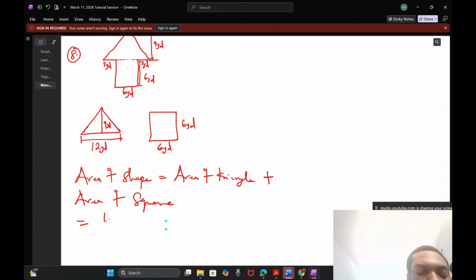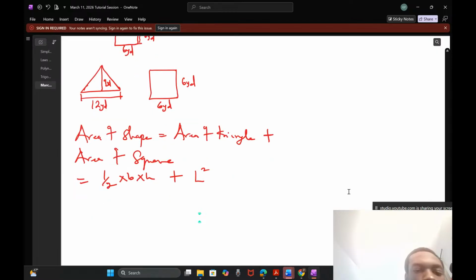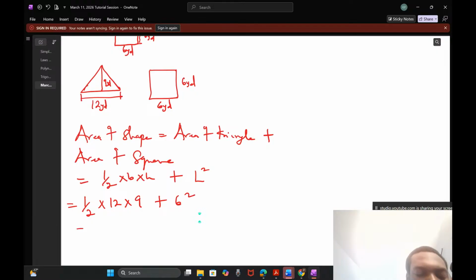So that will be equals to half times base times height plus L squared. So that will be 1 over 2 times 12 times 9 plus 6 squared. So 12 divided by 2 will give us 6. 6 times 9 is 54 plus 6 squared. 6 times 6 will give us 36. 54 plus 36, I believe, should give us 90. Sorry. So that's 90 yards square.